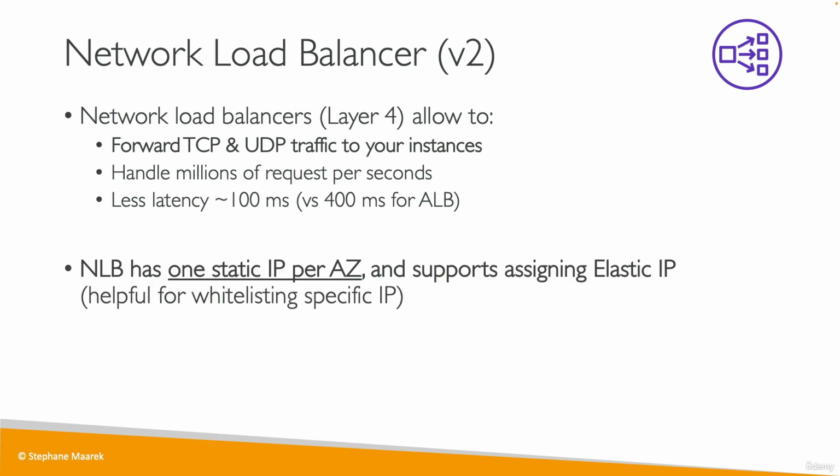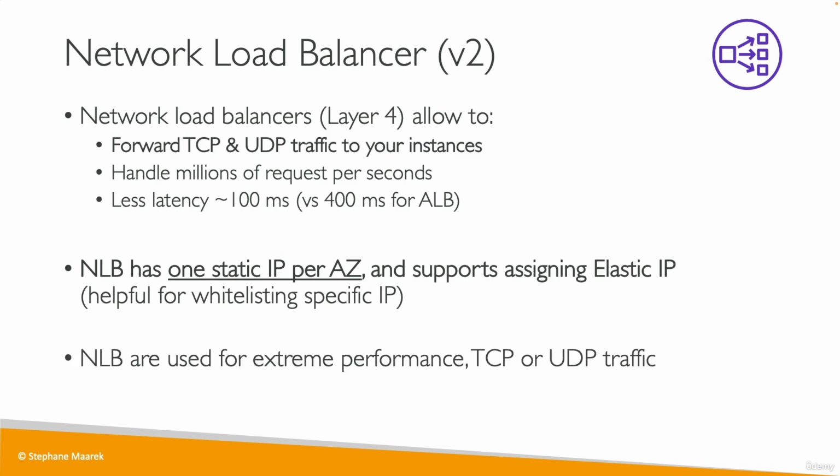And with the NLB, you're going to get one static IP per availability zone, and it supports assigning an elastic IP as the public IP if your NLB is public. So as a use case, NLBs are going to be extremely helpful when you need extreme performance, such as for TCP or UDP traffic, and the NLB is not included in the AWS free tier.